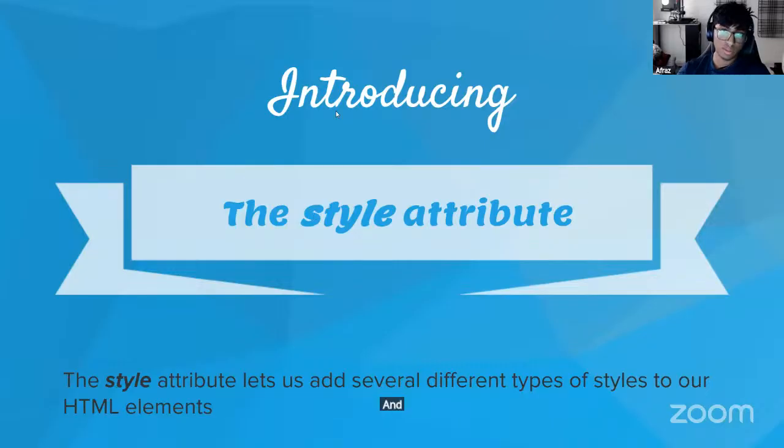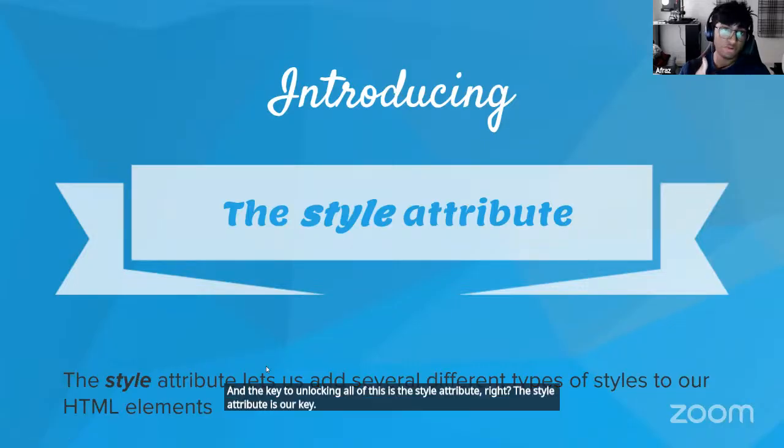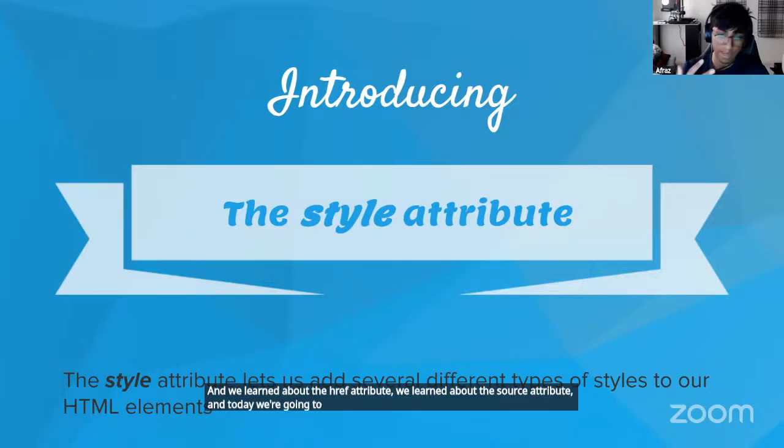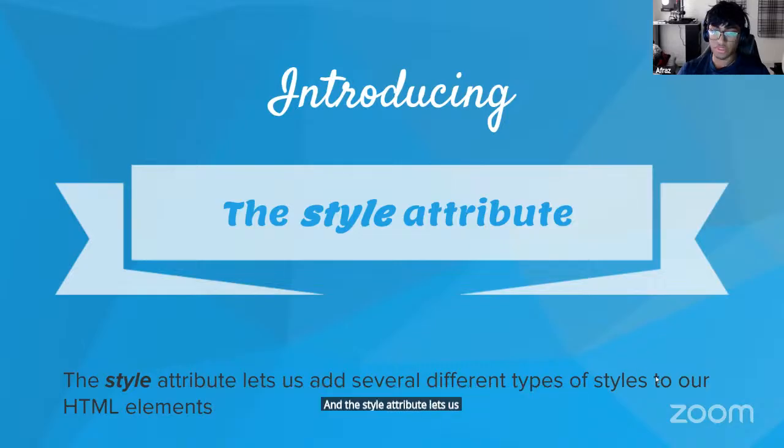And the key to unlocking all of this is the style attribute, right? The style attribute is our key. We learned about the href attribute, we learned about the source attribute, and today we're going to learn about the style attribute. The style attribute lets us add several different types of styles to our HTML elements.